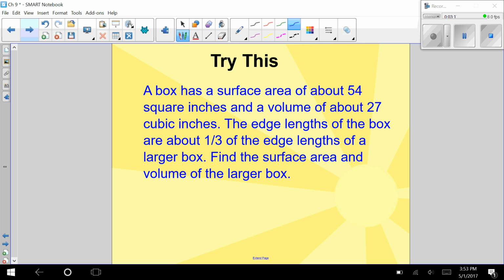So try this one. A box has a surface area of 54 square inches and a volume of 27 cubic inches. The edge lengths of the box are about 1/3 of the edge lengths of a larger box. Find the surface area and volume of the larger box.